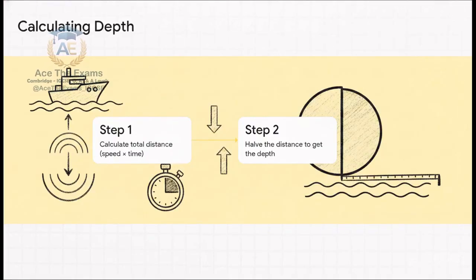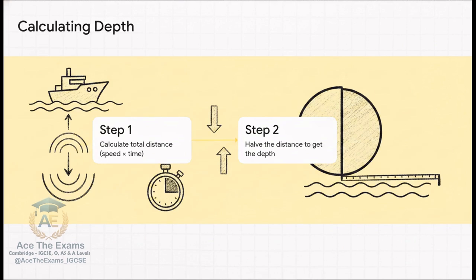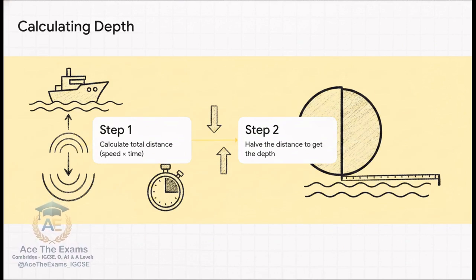Let's actually put this into practice, because the math is pretty neat. Say a ship sends an ultrasound pulse and hears the echo exactly 3 seconds later. We know sound in water travels at 1,500 meters per second, so 1,500 times 3 gives us 4,500 meters of total distance. But wait, here's the trick that catches people out. That pulse had to travel all the way down to the bottom and then all the way back up, so we absolutely have to halve our final calculated distance. That means the true depth of the water is 2,250 meters.